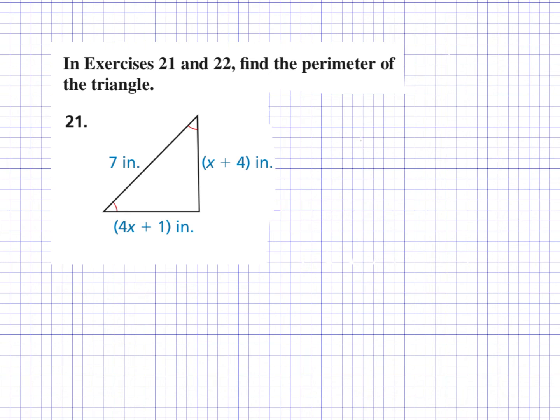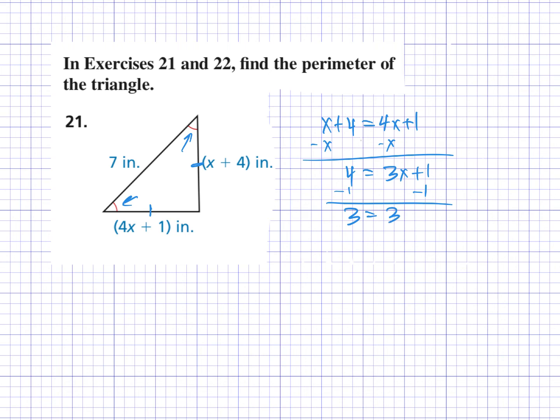Find the perimeter of the triangle. All right. Notice we have the converse of the base angles theorem. If you have the base angles, then these two are equal to each other. So x plus 4 has to be equal to 4x plus 1. So I'm going to subtract x. Get 4 equals 3x plus 1. Subtract 1. Divide off the 3. I apologize, I have a cold. X equals 1. So if x equals 1, that's not the answer.